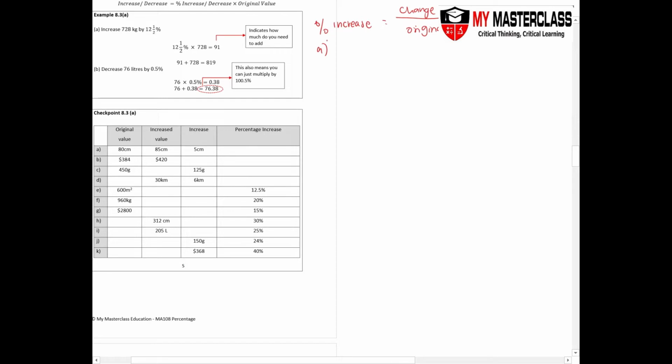Now, down here you see that the increase is 5 cm. So let's take 5 cm over 80 cm, and you multiply this by 100%. This will give you 6.25%.